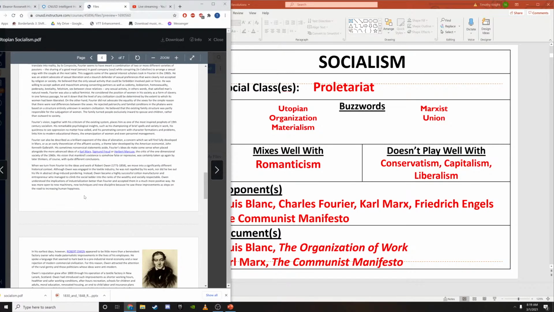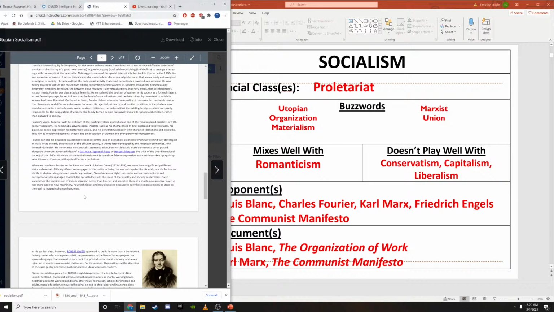Okay? When we turn from Fourier to the ideas and work of Robert Owen, we move into a significantly different historical context. Although Owen was engaged in the textile industry, he was not repelled by his work, nor did he live out his life in an abstract, drug-induced pondering. Instead, Owen became a highly successful cotton manufacturer and entrepreneur who managed to climb the social ladder into the ranks of the wealthy and socially respectable.